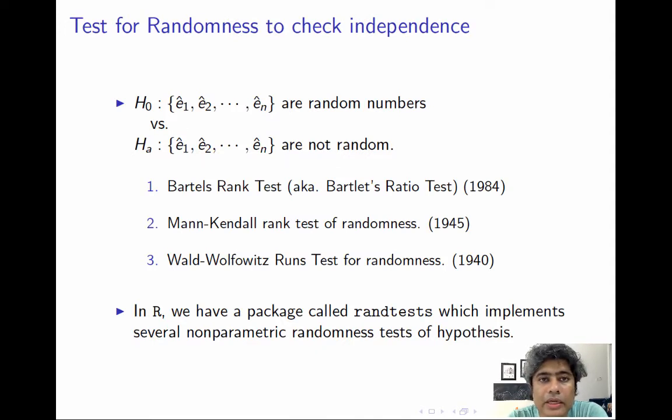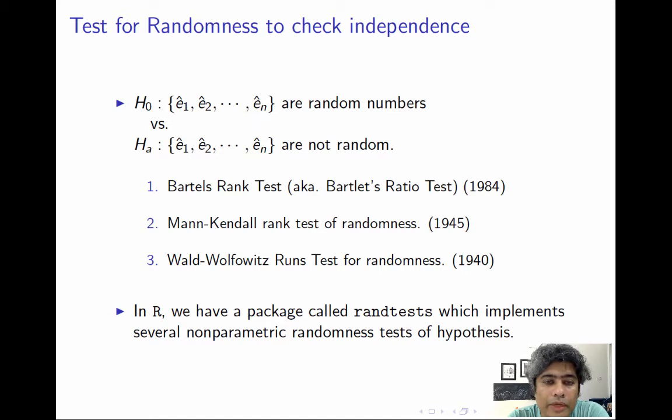The second thing you should check is the test for randomness, to check the independence. For the null hypothesis, typically we assume that the errors e1 hat, e2 hat, dot dot dot, en hat are random numbers, essentially a sequence of random numbers generated by a regular random process, versus the alternative that these numbers are not random.